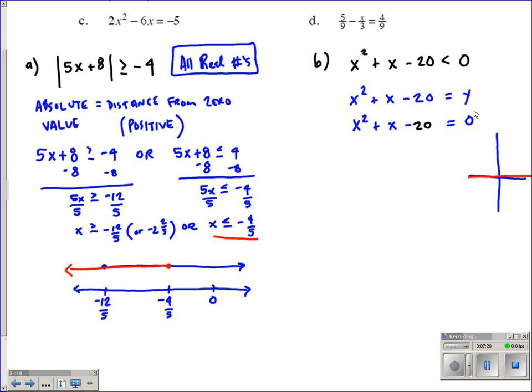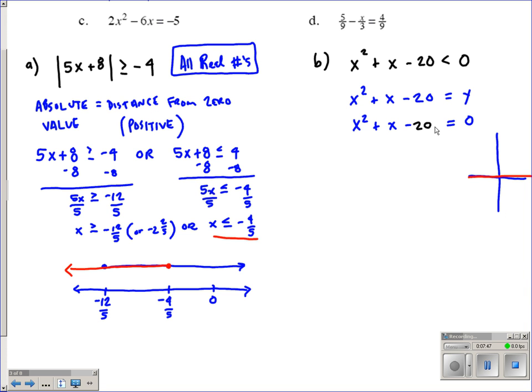when our y value is 0, all of the points we're thinking about are on the x-axis. So our original inequality at the top says x squared plus x minus 20 is less than 0. We want to know on our parabola which points will have y values that make it less than 0. So when are we less than 0 on the y? Well, when we're underneath the x-axis.